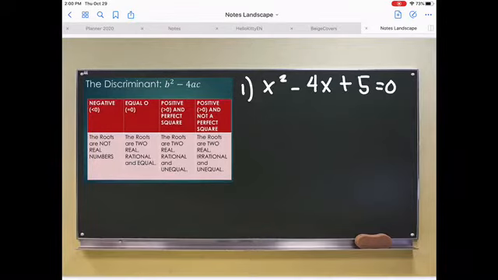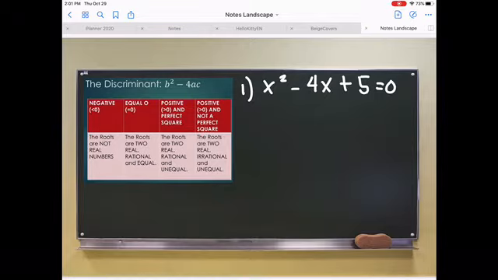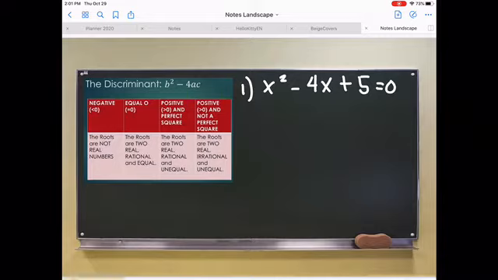Alright, so we're going to talk about the discriminant and the nature of roots. The discriminant is b squared minus 4ac. Kung matatandaan doon sa past lesson natin about solving by the quadratic formula, yung nasa loob ng square root niya is b squared minus 4ac. So, gagamitin natin yung discriminant para malaman natin kung ano yung nature of roots.